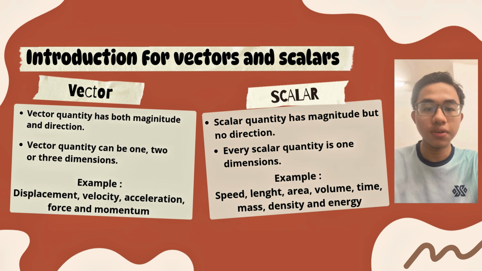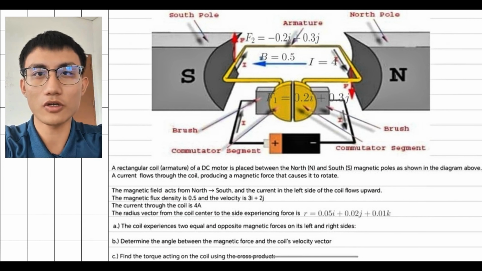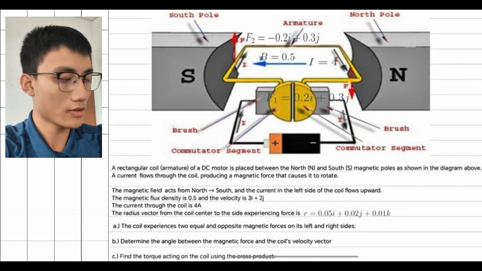Next, the scalar. A scalar quantity has magnitude but no direction. Second, every scalar quantity is one dimensional. For example, speed, length, area, volume, time, mass, density, and energy. So now I will solve a vector and scalar question which is linked to electrical engineering.